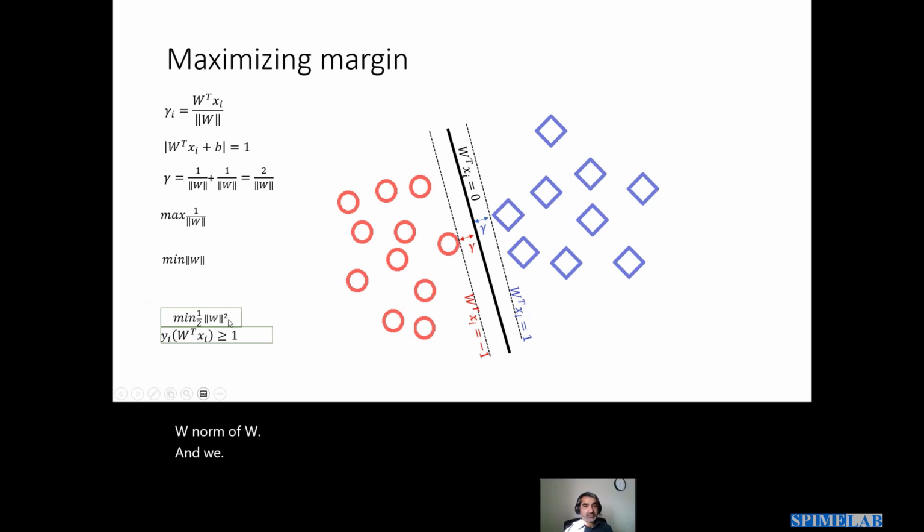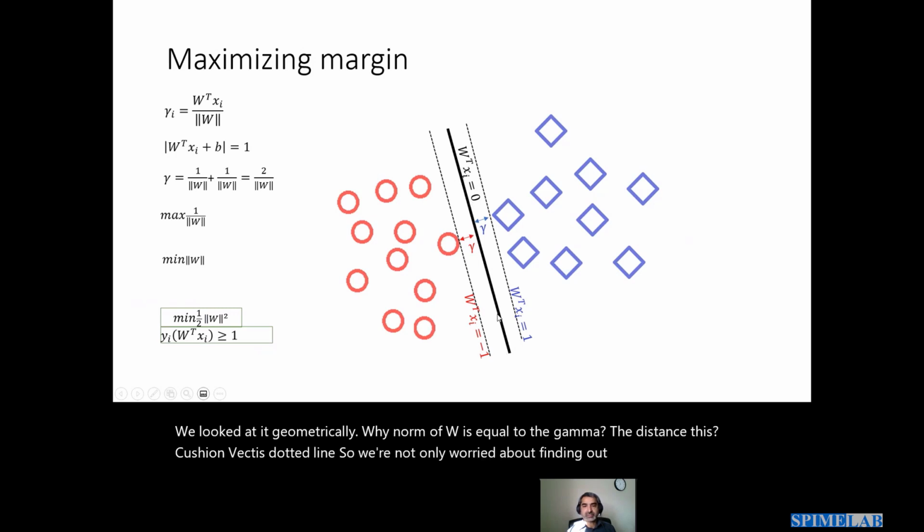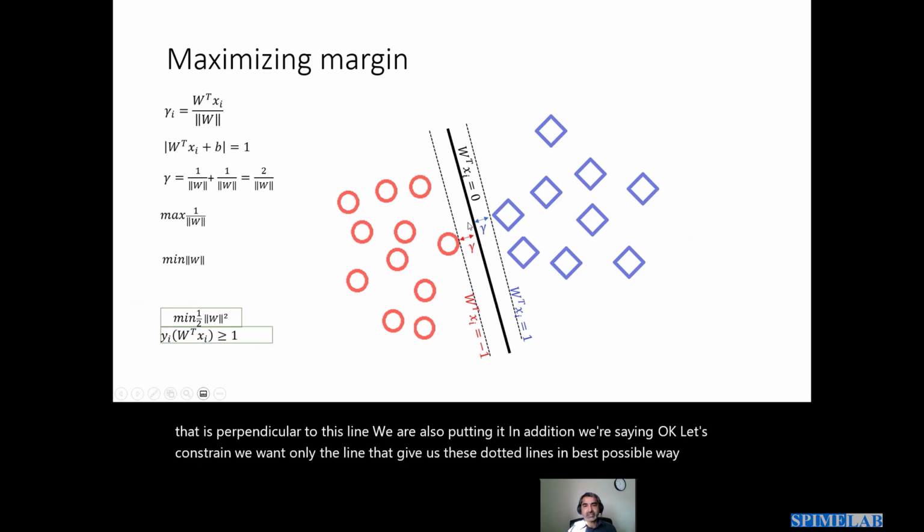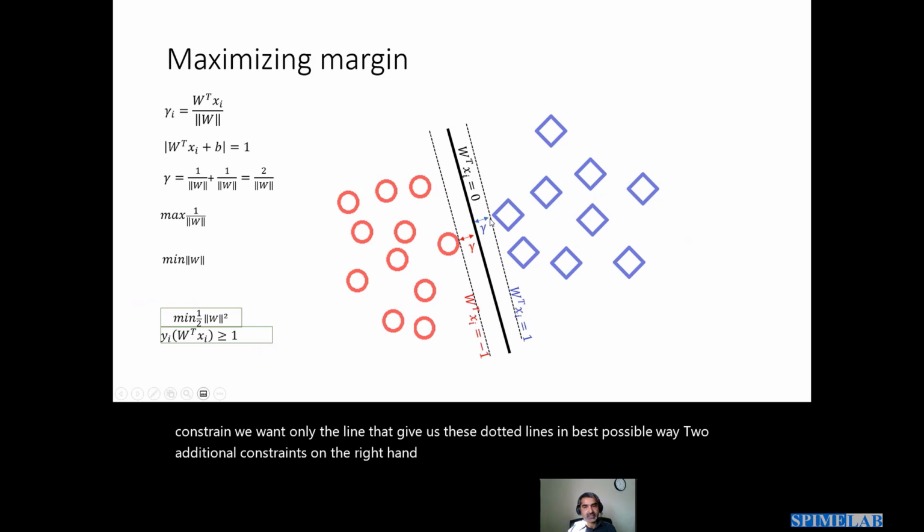And we looked at it geometrically, why norm of w is related to gamma, the distance, this cushion vector, this dotted line. So we are not only worried about finding the w that is perpendicular to this line, we are also saying, okay, let's constrain. We want only the line that gave us these dotted lines in the best possible way. 2 additional constraints. On the right-hand side, we want something. On the left-hand side, we want something, a bumper, a cushion.